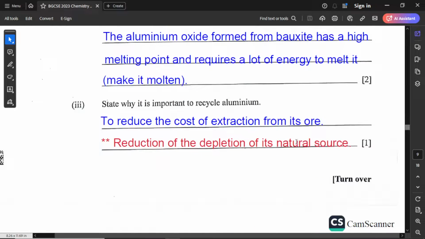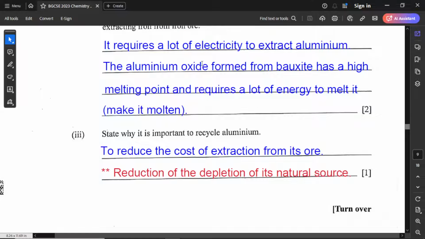For part 3, state why it is important to recycle aluminum. Very important here, as coming from the previous part, part 2 of this question, it's really to reduce the cost of extraction from its ore.